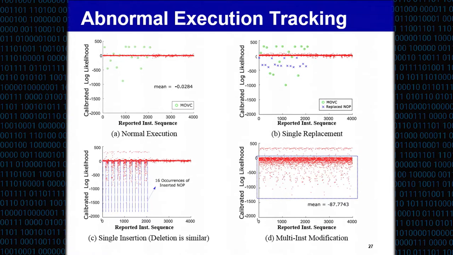At last, in multi-instruction modification case, we observe the calibrated likelihood for most reported instructions are biased to be negative. The likelihood degradation here is more significant compared to the single instruction modification case. This is consistent with the intuition that if an attack modifies more instructions, then it is easier to be captured. With the above, we saw abnormal execution would decrease the likelihood compared to the normal execution case, as our framework and the calibrated likelihood provide a good basis for future side channel based CFI methods.